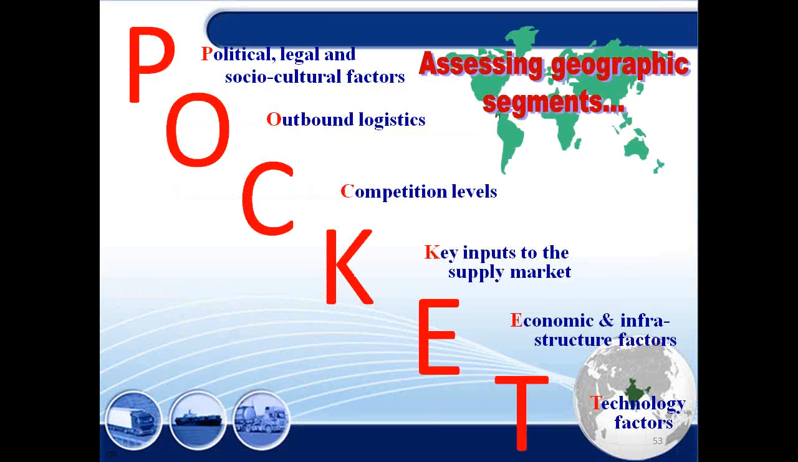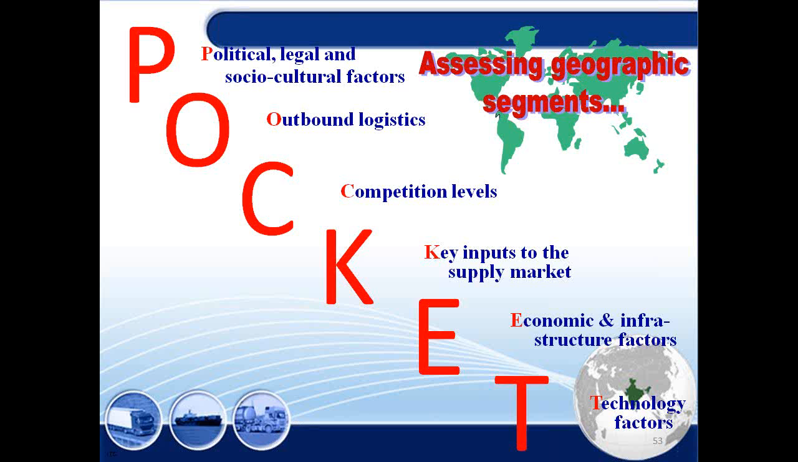Now this whole thing can be split based on this terminology called POCKET, pocket. So under the P, we look at the political points, legal points, socio-culture factors, outbound logistics, competition levels, key inputs to the supply markets, economic and infrastructure factors. And the last is technology factor.